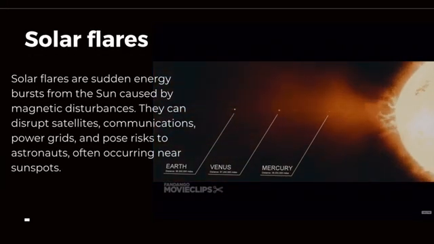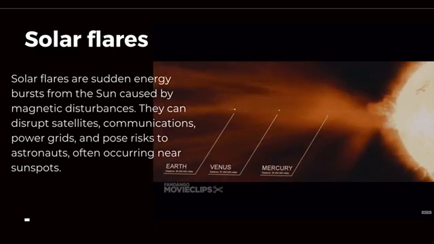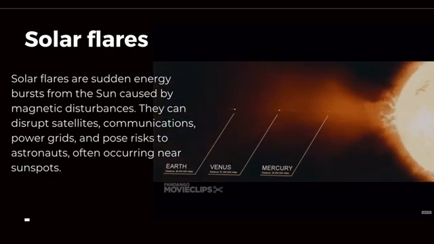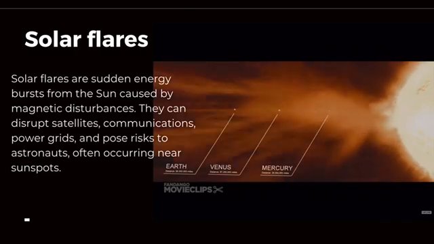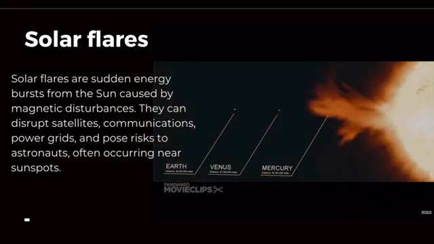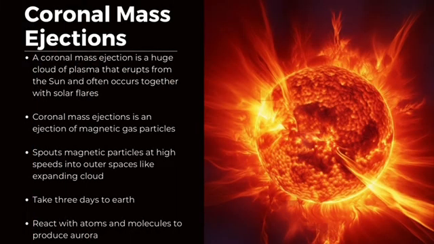Solar flares. As you can see in the video on the right, solar flares are sudden energy bursts from the Sun caused by magnetic disturbance. They can disrupt satellites, communications, and power grids, and pose risk to astronauts, often occurring near sunspots. Moving to the next slide.